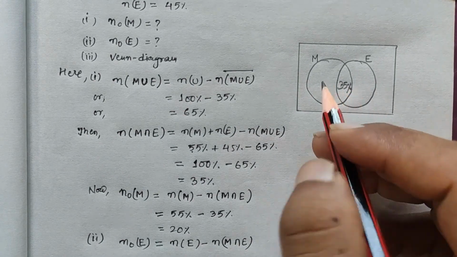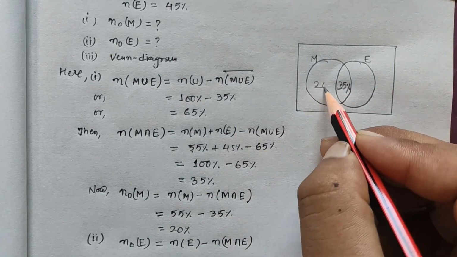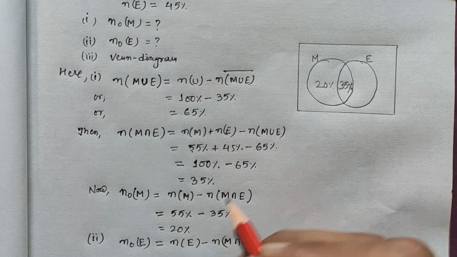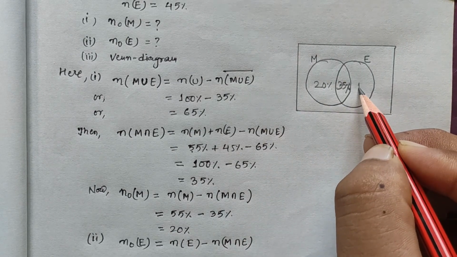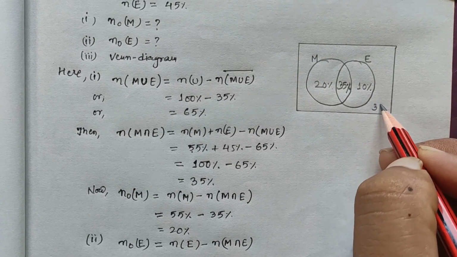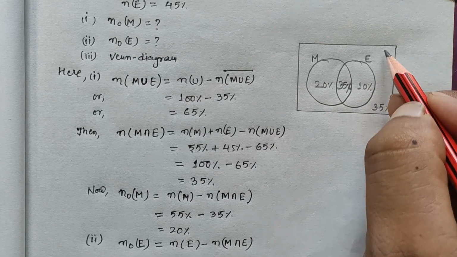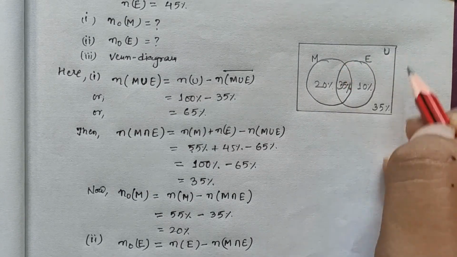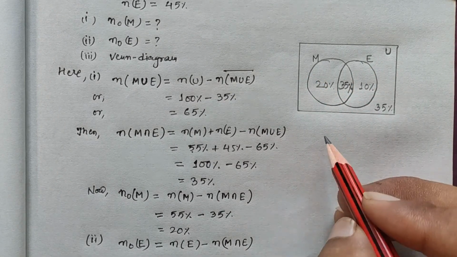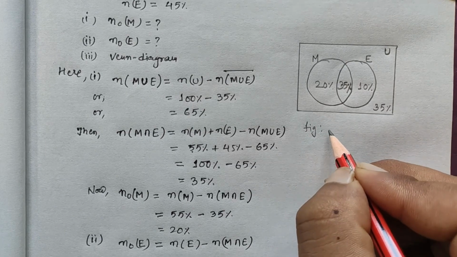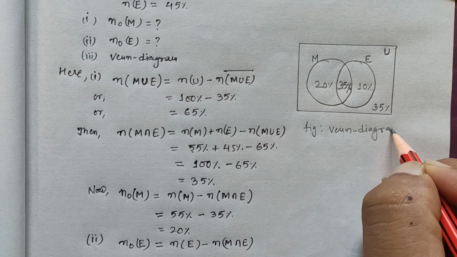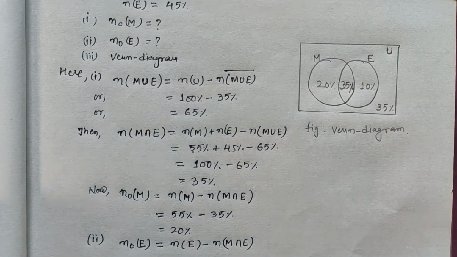And N only M is 20, so write 20 here. This part is only M. Similarly, N only E we found is 10%, so write 10 here. And the complement part is 35%, so write 35% here. And don't forget to write U, the universal set. M and E are subsets of U. And write here that it is the figure of the Venn diagram. So that's your answer, your Venn diagram.